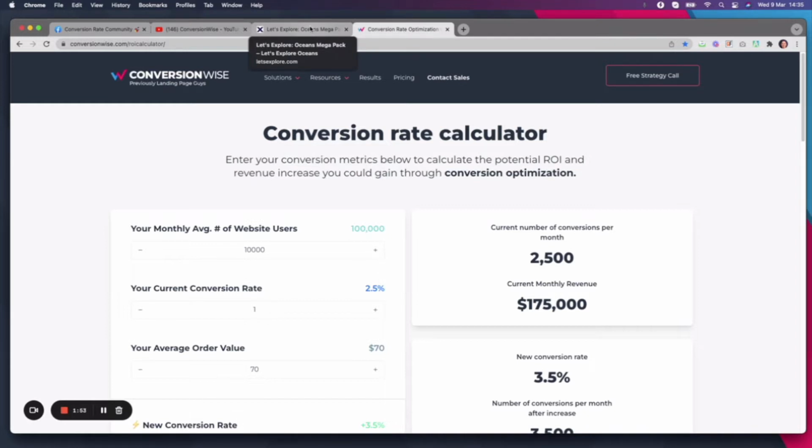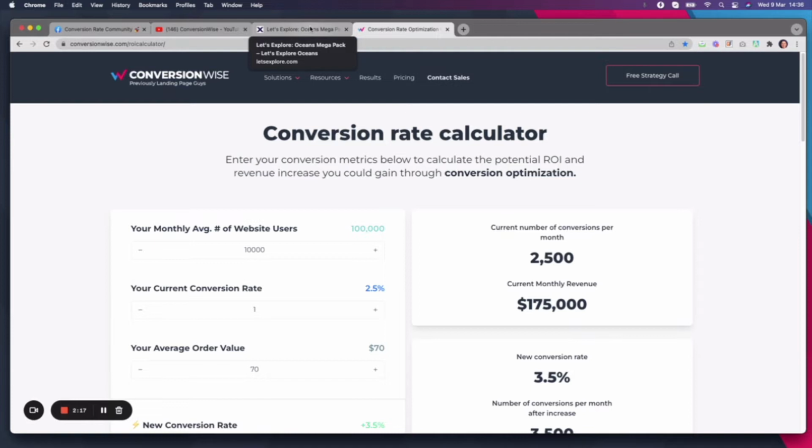Now, the reason I want to do this is because very often conversion rates are almost overlooked because people are so focused on their traffic. It's all about scaling traffic, and that's great. If you're at the point where you're trying to grow and scale your traffic, then all power to you. But I can almost guarantee you that you are leaving money on the table.